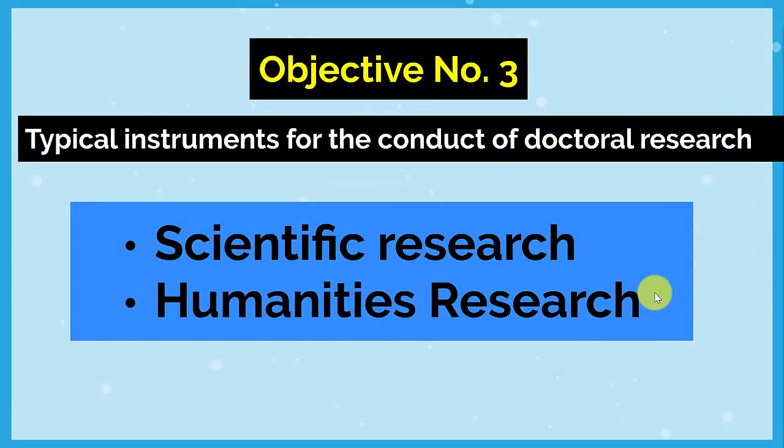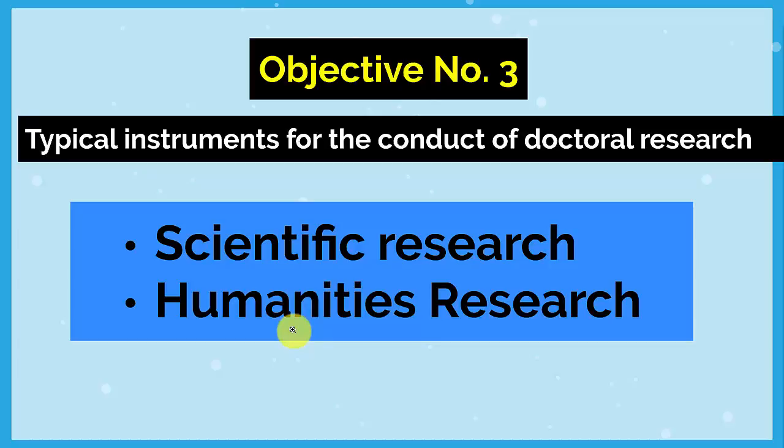Let's go to objective number 3. Objective number 3 is about the typical instruments that we use for conducting doctoral research. For the purpose of this lesson, I've clustered them or aggregated them into 2. Instruments for scientific research and instruments for humanities research. What do I mean by humanities? We are looking at non-science, we're looking at law, we're looking at education, we're looking at sociology. So all those ones that are non-science, we've aggregated as humanities.